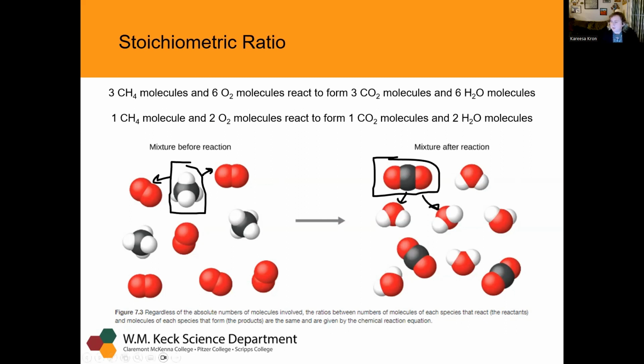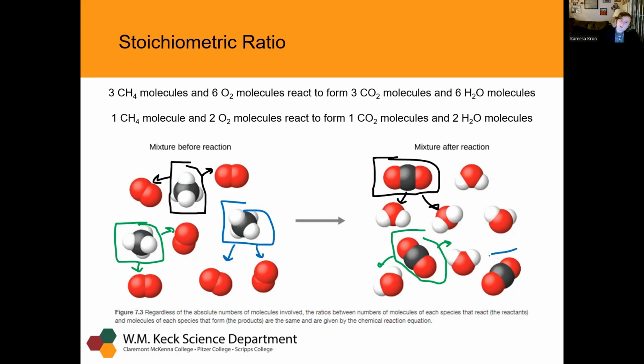And this reaction can happen in this system 3 times because we have 3 times that number of molecules. So we can have another methane react with 2 oxygens to produce another CO2 and 2 waters, and then we can repeat that to produce the last reaction that happens, which is another methane and 2 oxygens reacting to form a CO2 and 2 waters.